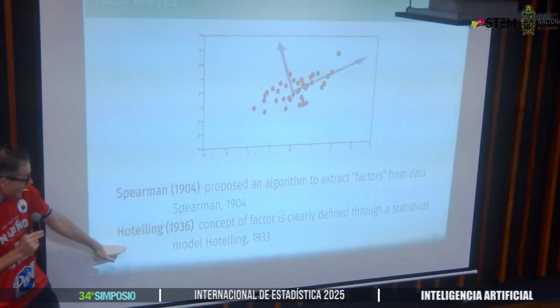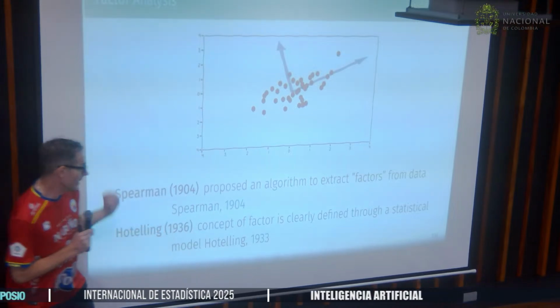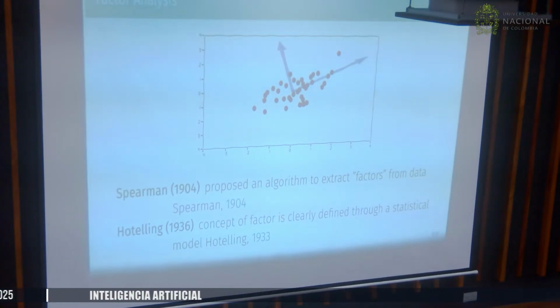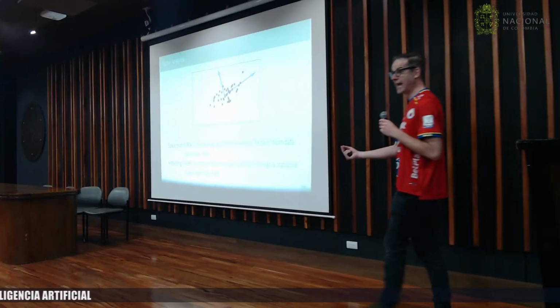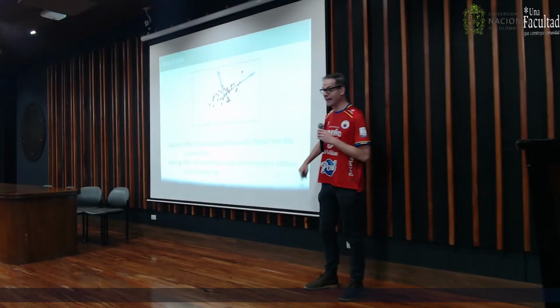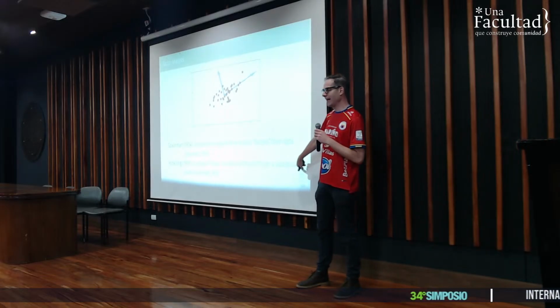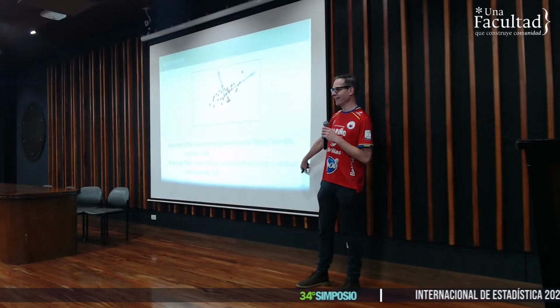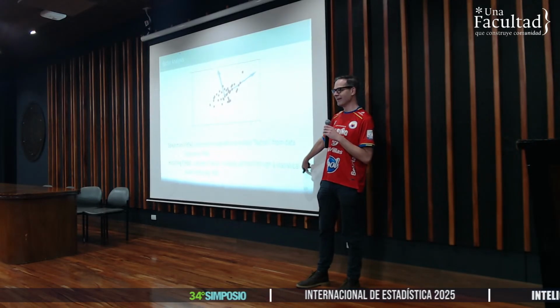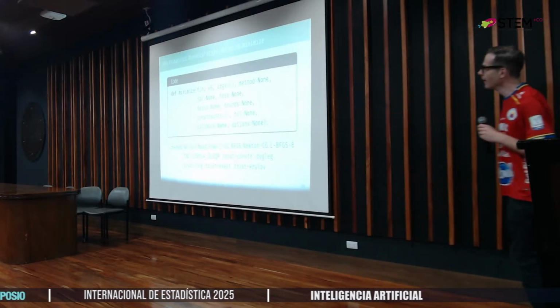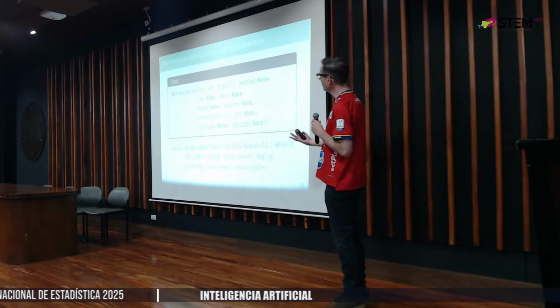Now, Hotelling in 1936 defined a clear statistical model of factor analysis that allows us to say, and if you look at that model, I can clearly say, oh, same result, but I can clearly say, oh, your assumptions are bullshit. That's not how the world works, right? So, therefore, I think it's really important that we do this thing with computation as well.